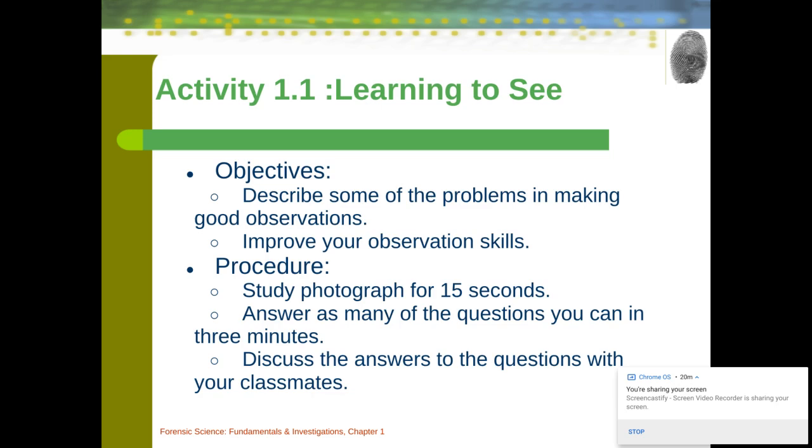So, I'm going to show you a picture for 15 seconds. Then I'm going to show you some questions. You're going to answer the questions to the best of your ability. Don't go backwards, don't rewind. Just answer what you can. Your grade is not based on how many you got right. Okay? It's based on did you try. So, here we go. Ready? First one.